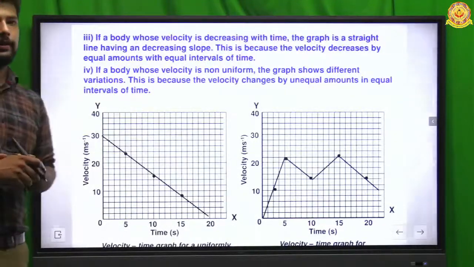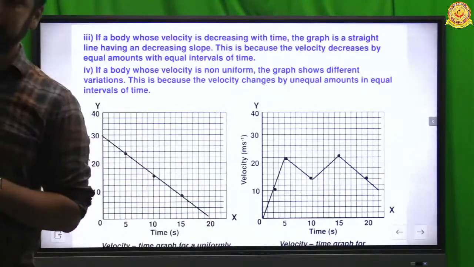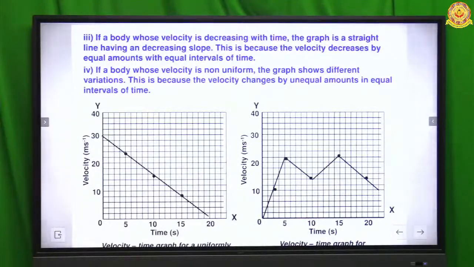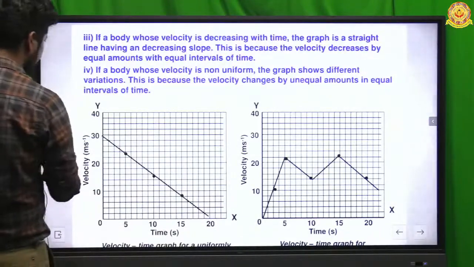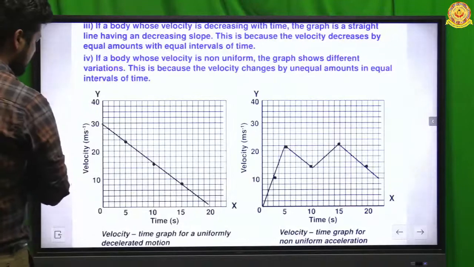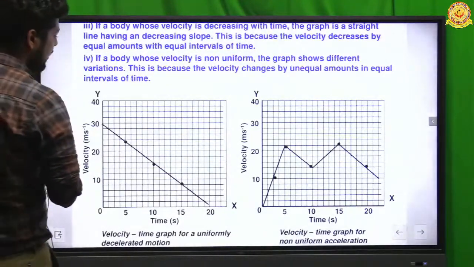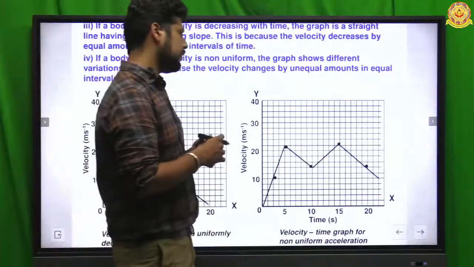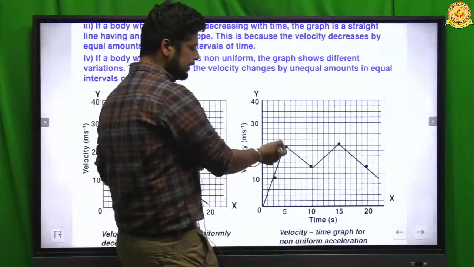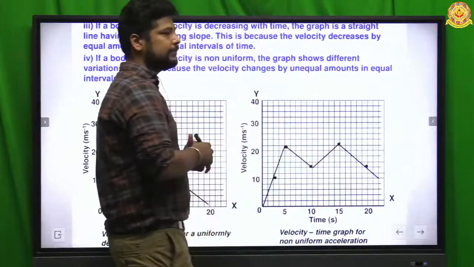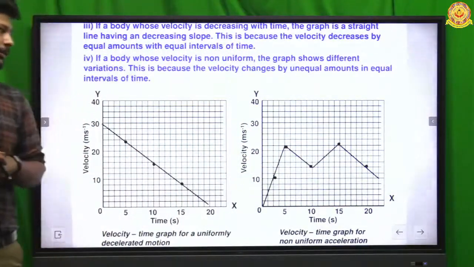Now, right now we have discussed if the velocity is increasing. Now we have other graphs, like if the velocity is increasing as well as decreasing. So our first graph is for uniform deaccelerated motion. Deaccelerated means when the velocity is decreasing per unit time. When the velocity is decreasing, then we can say that motion is deaccelerated motion. Okay, and this graph is for non-uniform acceleration, because the velocity is increasing then decreasing then increasing then decreasing. That's why we have a non-uniform acceleration for this graph.